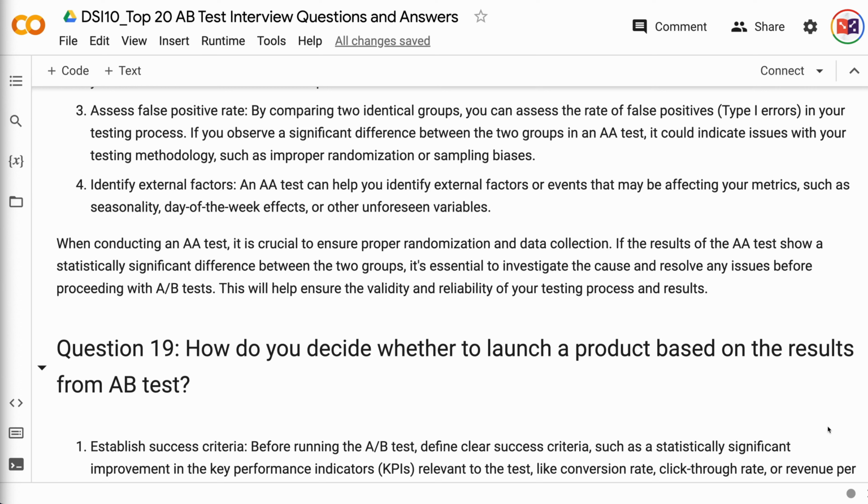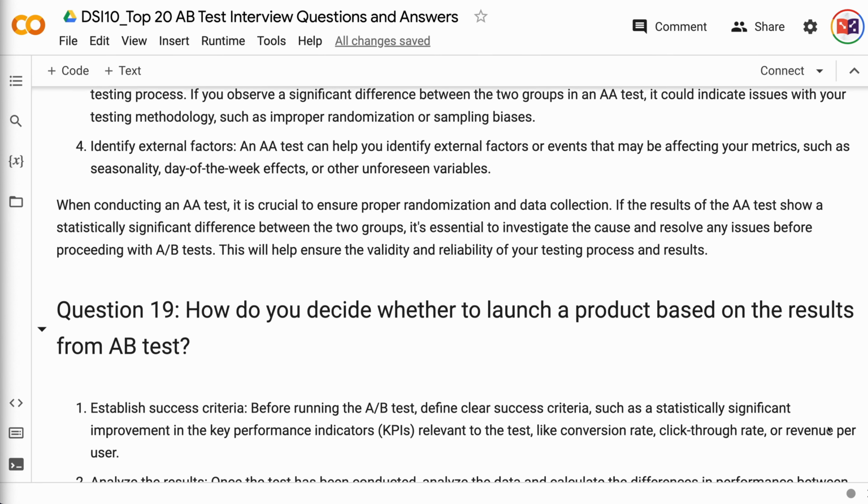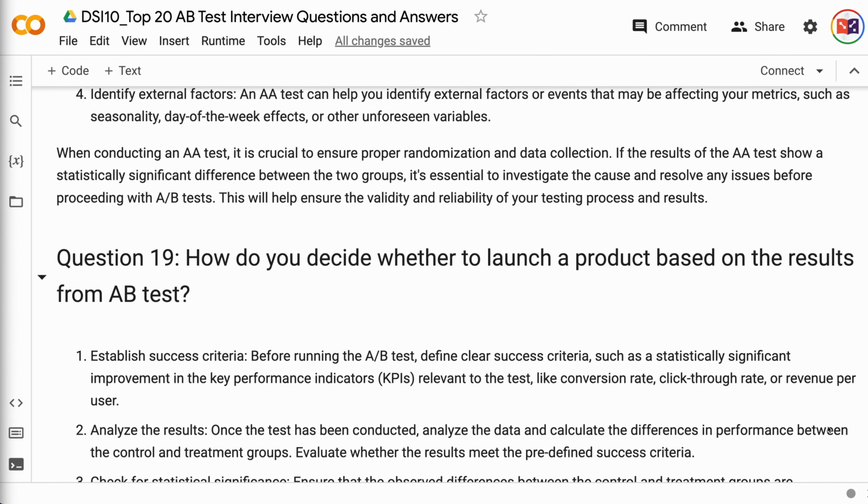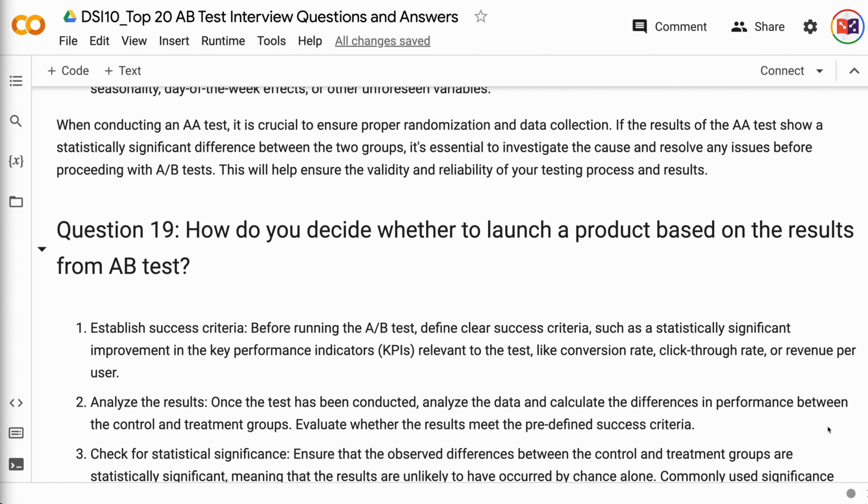5. When conducting an AA test, it is crucial to ensure proper randomization and data collection. If the results of the AA test show a statistically significant difference between the two groups, it's essential to investigate the cause and resolve any issues before proceeding with hypothesis tests. This will help ensure the validity and reliability of your testing process and results.